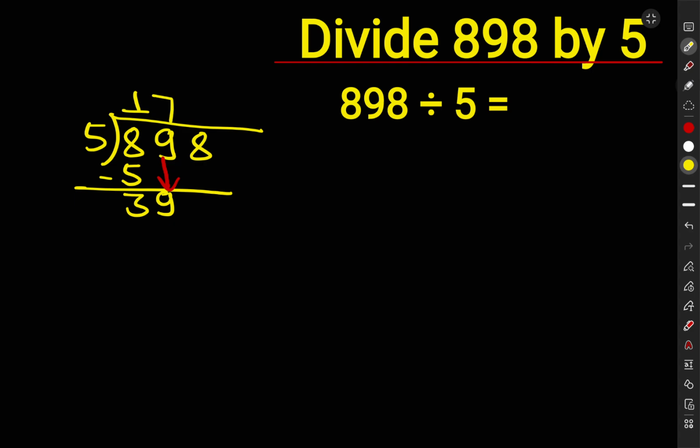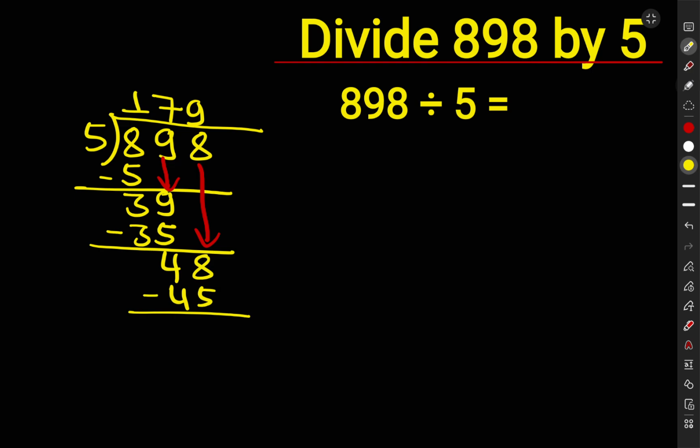So 5 times 7 is 35. On subtracting we get 4. So again we put down this 8 and it is 48. 5 times 9 is 45. On subtracting we get 3.